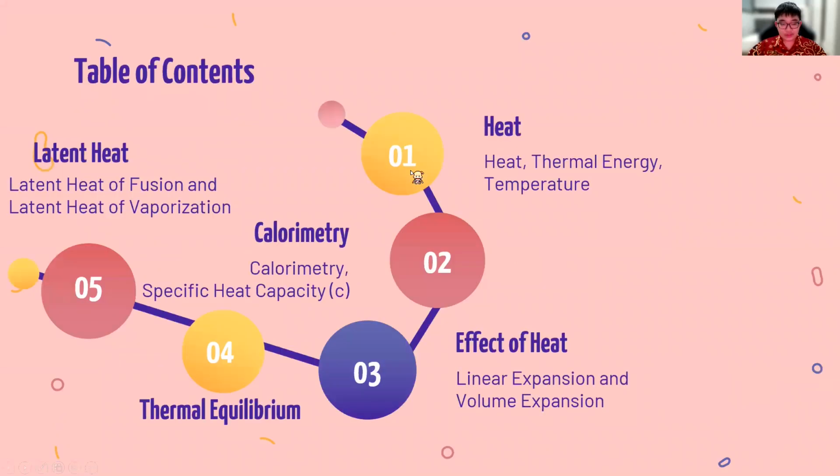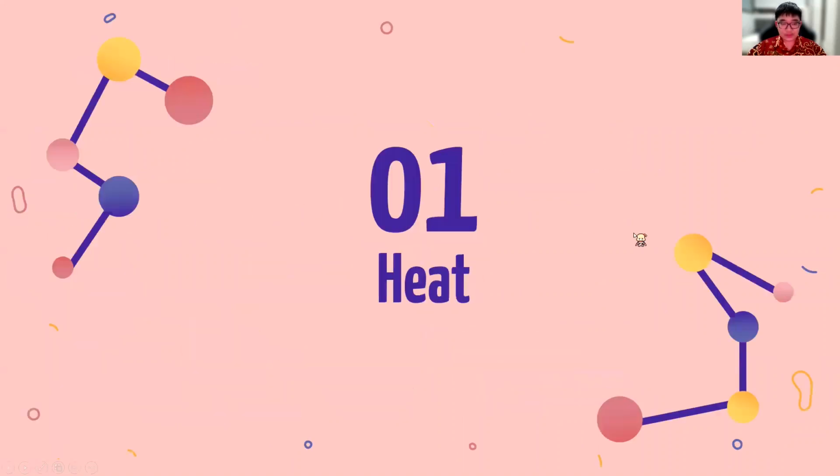Thermophysics. For this presentation, we will have 5 parts, or the table of contents. We have heat, which includes heat, thermal energy, and temperature. Then we have calorimetry, which has calorimetry and specific heat capacity. For the third part, we have effect of heat, which has linear expansion and volume expansion. For the fourth part, we have thermal equilibrium, and for the last part, we have latent heat, which includes latent heat of fusion and latent heat of vaporization.